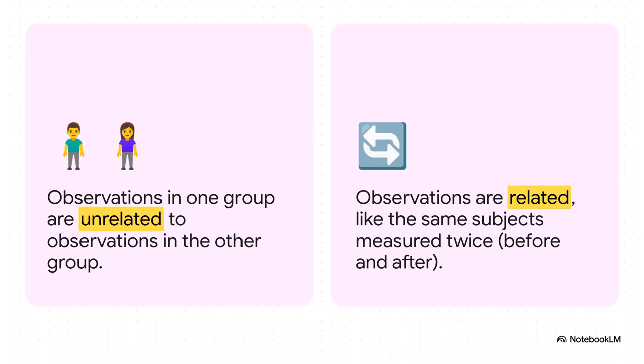But if they're connected, like testing the same group of patients before and after a treatment, we call those dependent or paired samples. And finally, what if you've gotten more than 2 groups? Say 3, 4, or even more? Well, we call that a K-sample test, where K just means some number of groups. This is what you'd use if you wanted to compare the results from 3 different marketing campaigns all at once.